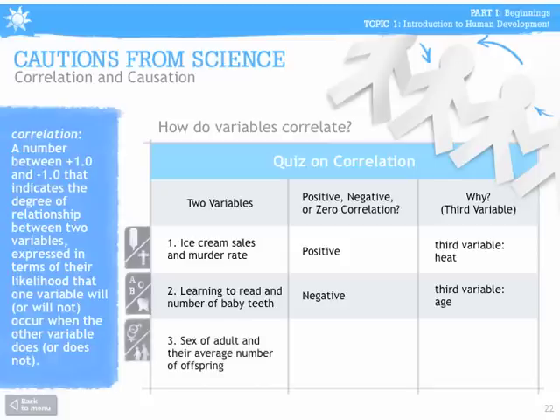And sex of adult and their average number of offspring: zero correlation. No third variable. Each child must have a parent of each sex, and that has to do with just how conception occurs.